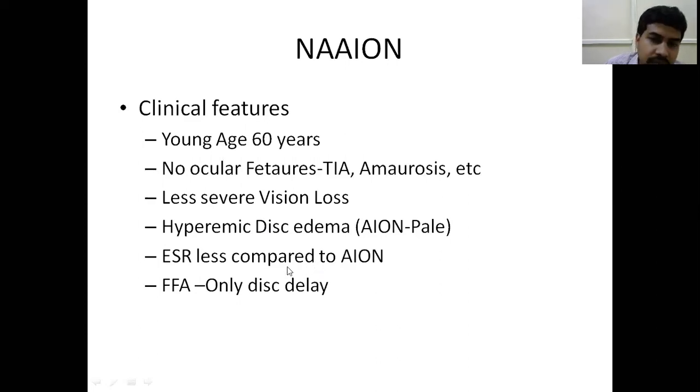In AAION, usually if the ESR is more than 60, it is definitely a positive diagnosis. But here ESR is not that much elevated. It may be around 30 or 40, but not more than 60. Whereas in the arteritic type or giant cell arteritis especially, the ESR will be around 60 to 70 millimeters for the first hour. In fundus fluorescein angiography, there is only a delay in the filling of blood vessels of the optic disc. Whereas in AAION, the filling of choroidal vasculature is also delayed.